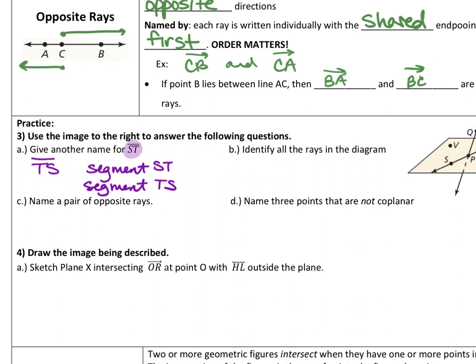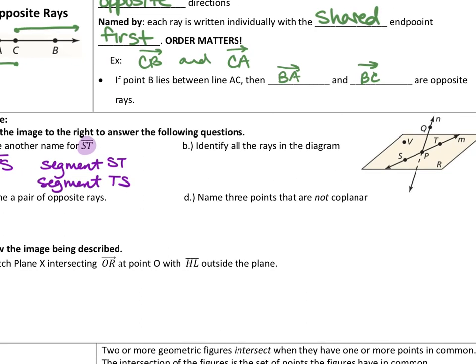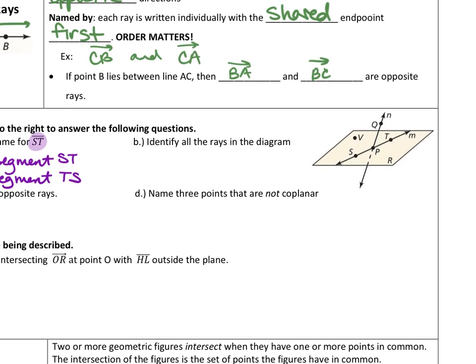Part B says identify all of the rays in the diagram. If I get you started, I think you might be able to find all the rest of them. There are 3 rays in this diagram. One of the rays that I see is right here, from P to T. So we're going to say ray PT. Can someone tell me another ray?